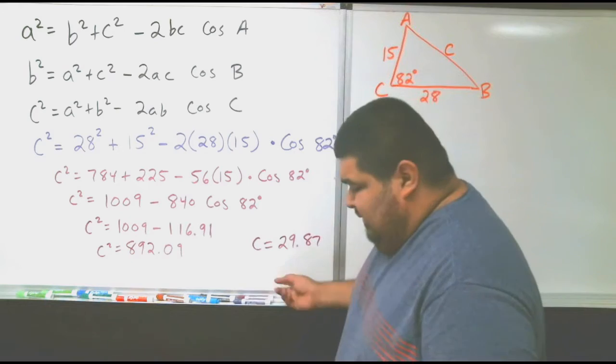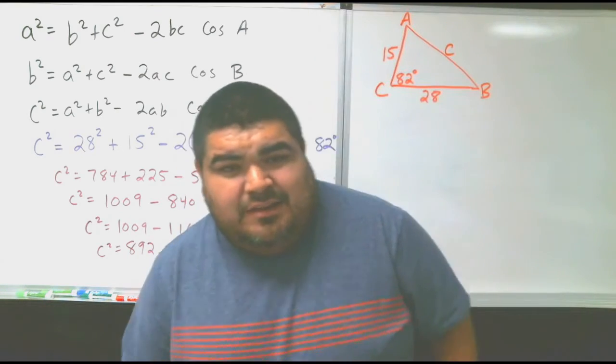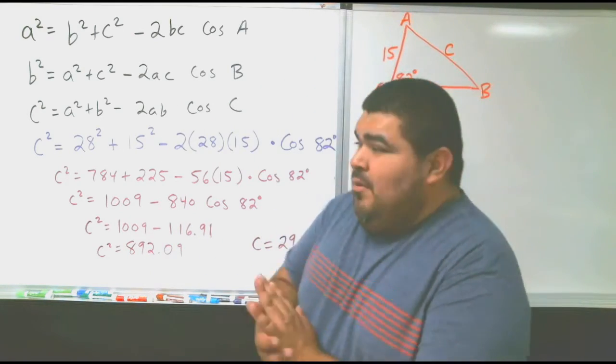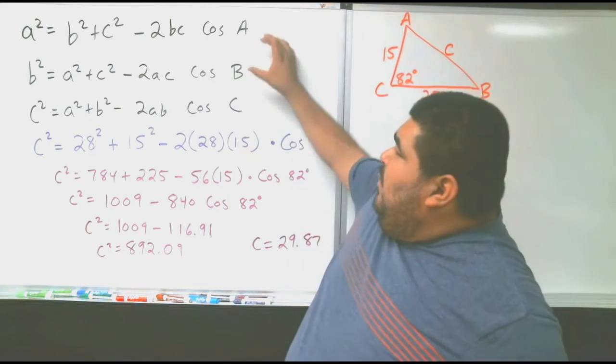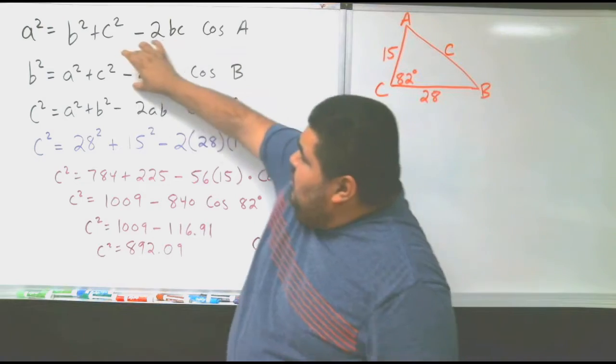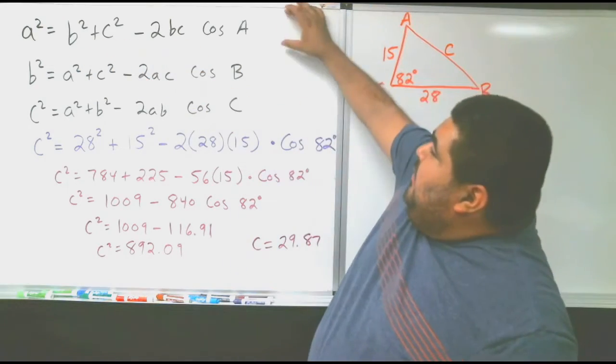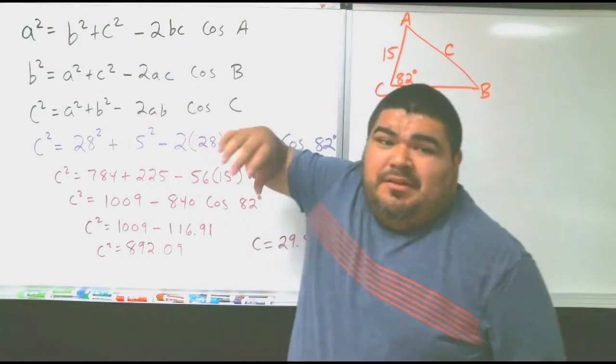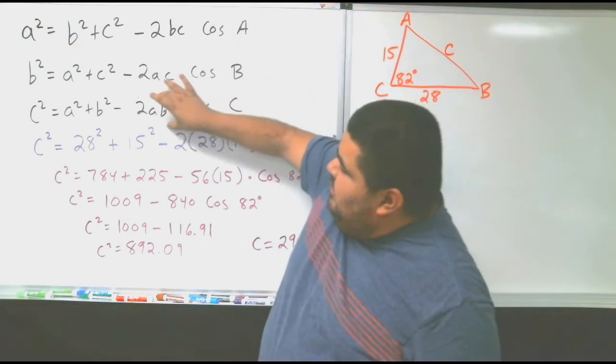So keep in mind, guys, whatever side it gives you, whatever angle it gives you, that's the one you have to use. If it gives you angle B, then use the one in the middle. If it gives you angle A, use the one on top. If again it gives you angle C, then use the one on the bottom.